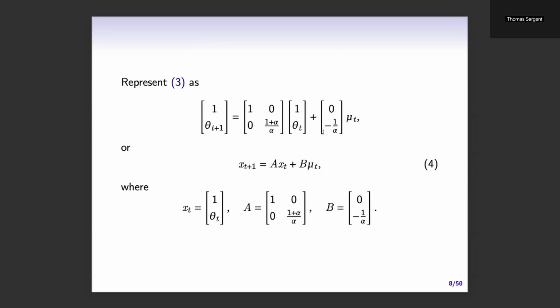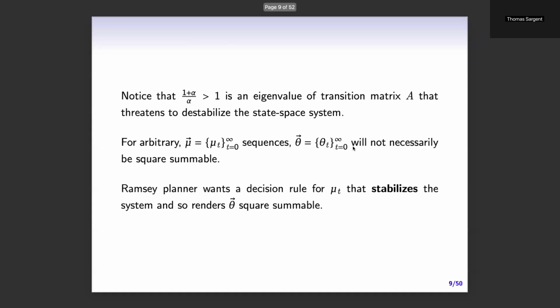And this is the evolution equation that describes theta t, and we're going to stick the continuation Ramsey planner with this. And we're going to write it in state space notation. So I'm kind of assuming linear quadratic dynamic programming as background. Here's our state, here's our A matrix, here's our B matrix. I'll just stare at this.